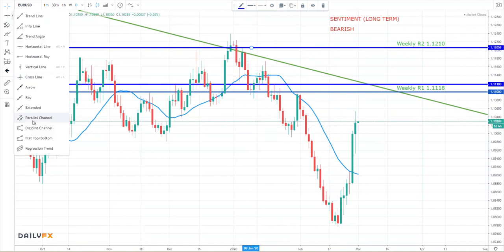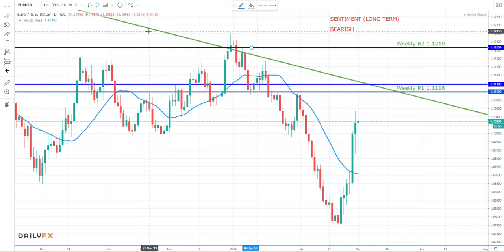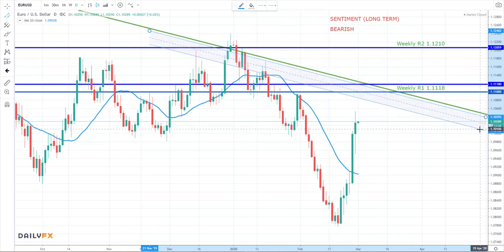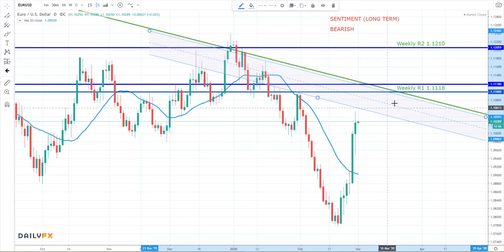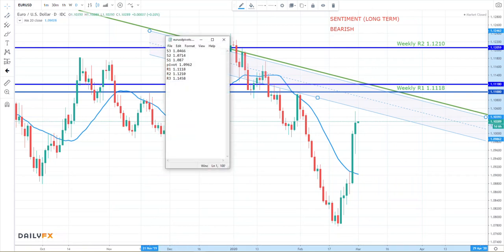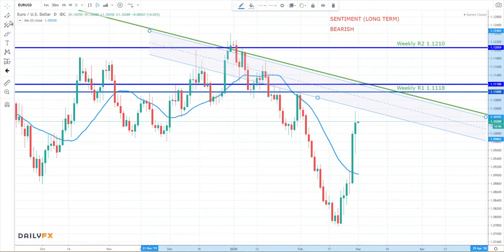Let's go ahead and draw a parallel channel here. So we've got to see how price moves up into this price range here. It's kind of sitting below it, but it looks like it might try to take a stab into it. Okay, so our pivot point is at $1.1062.